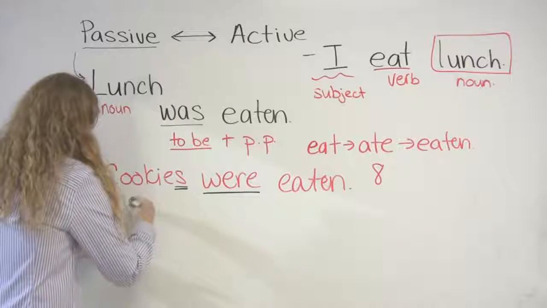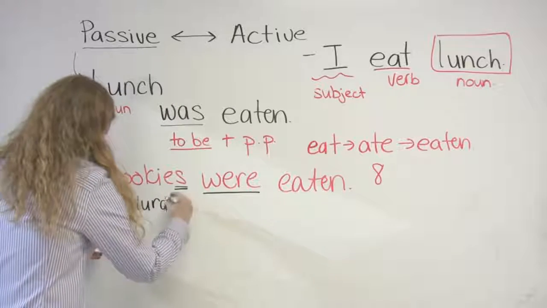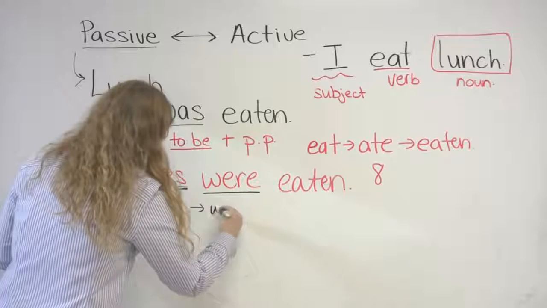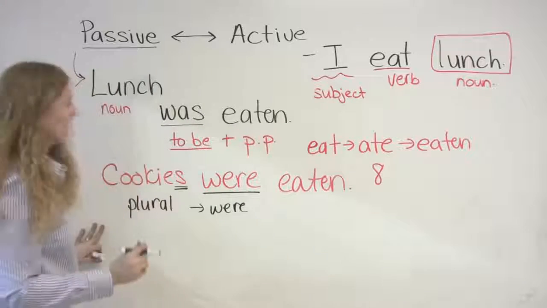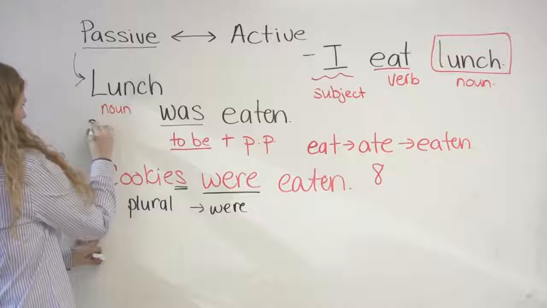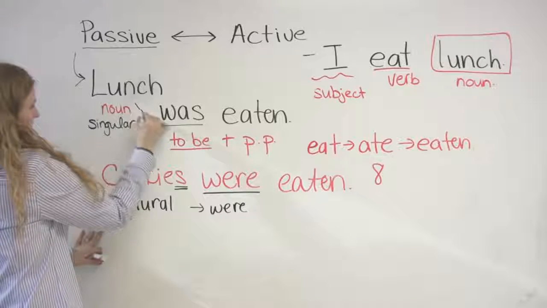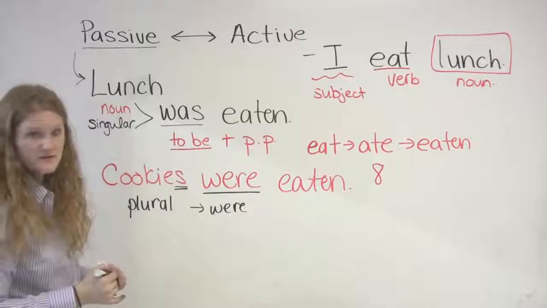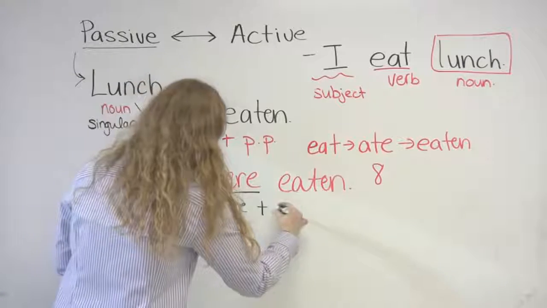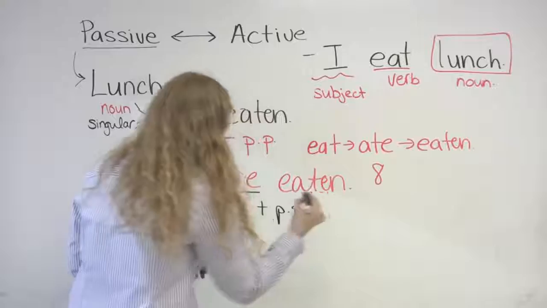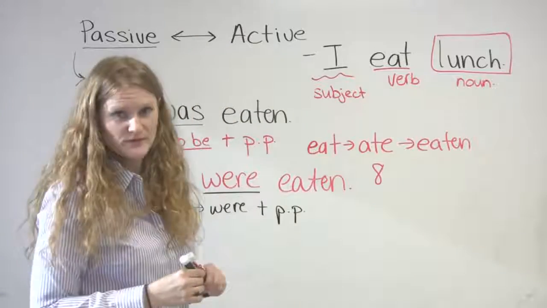So if it is a plural noun, we need to use were. Lunch is singular. So with the singular noun, we use was. And you always need the PP, or the past participle.